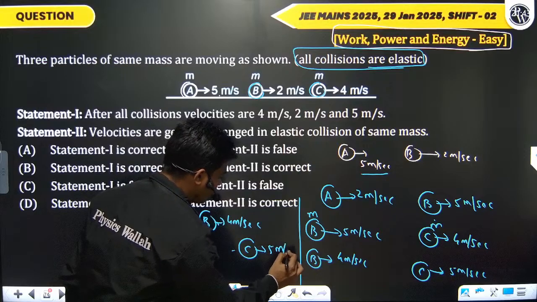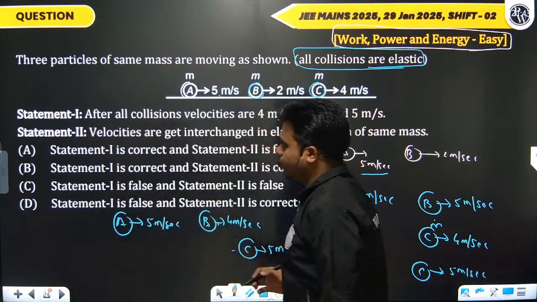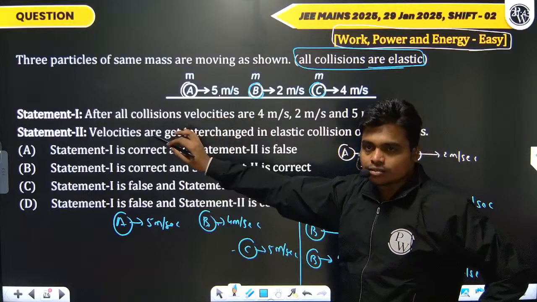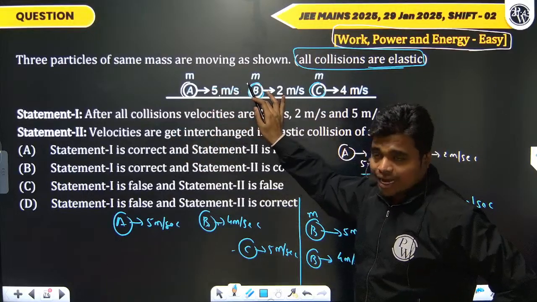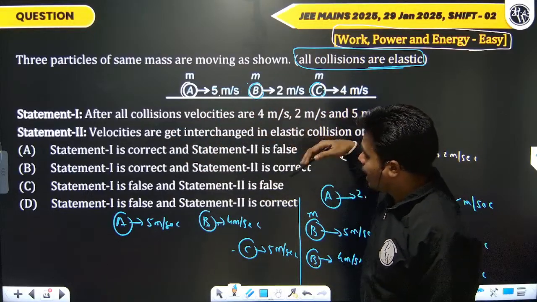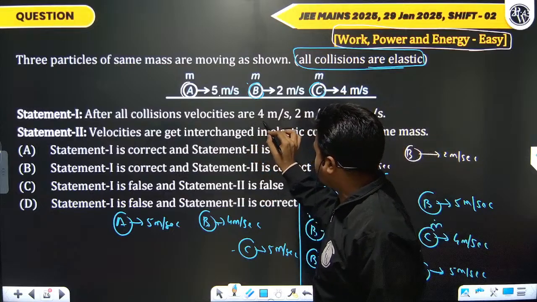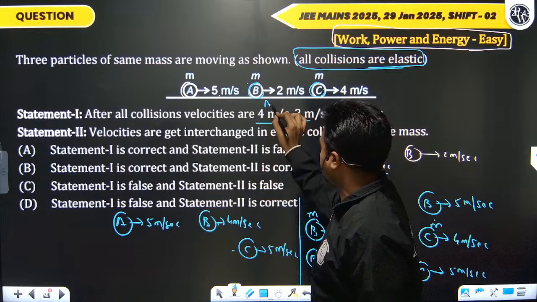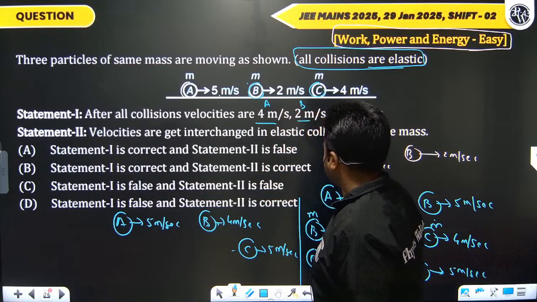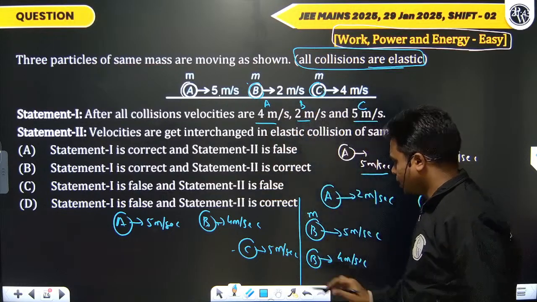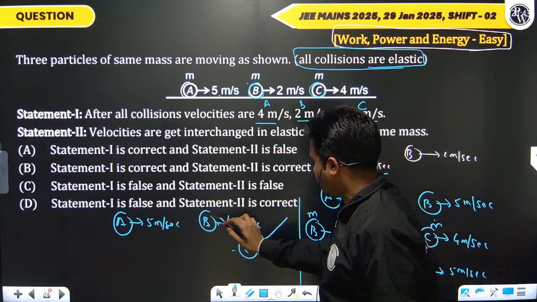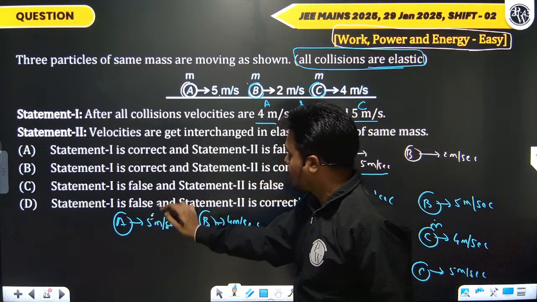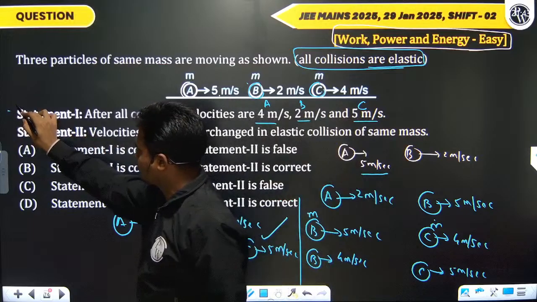So let's check statement 1 over here. After all the collisions, one collision between A and B and second collision between B and C, after all the collisions, velocities are 4, 2 and 5. Means A velocity should be 4, B velocity should be 2 and C velocity will be 5. But here we can check C velocity is 5 but A velocity is not 4. So this statement 1 is incorrect over here.